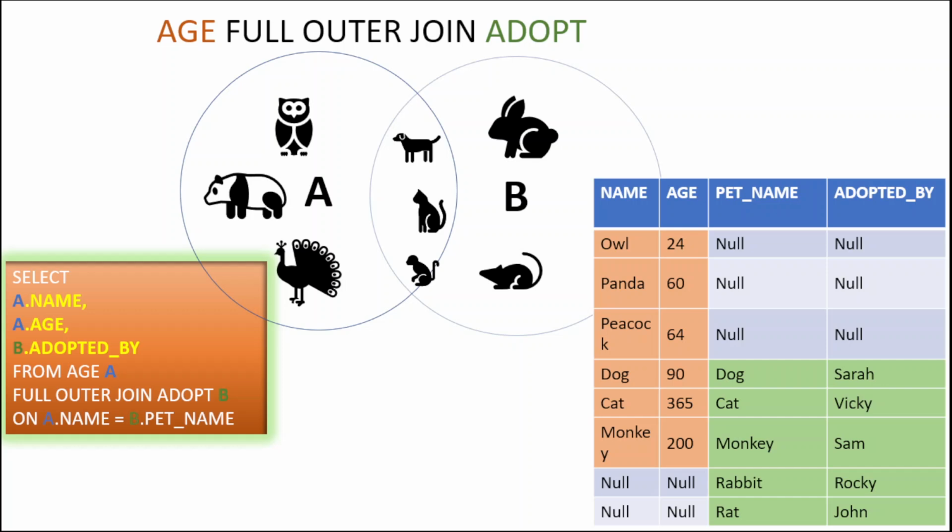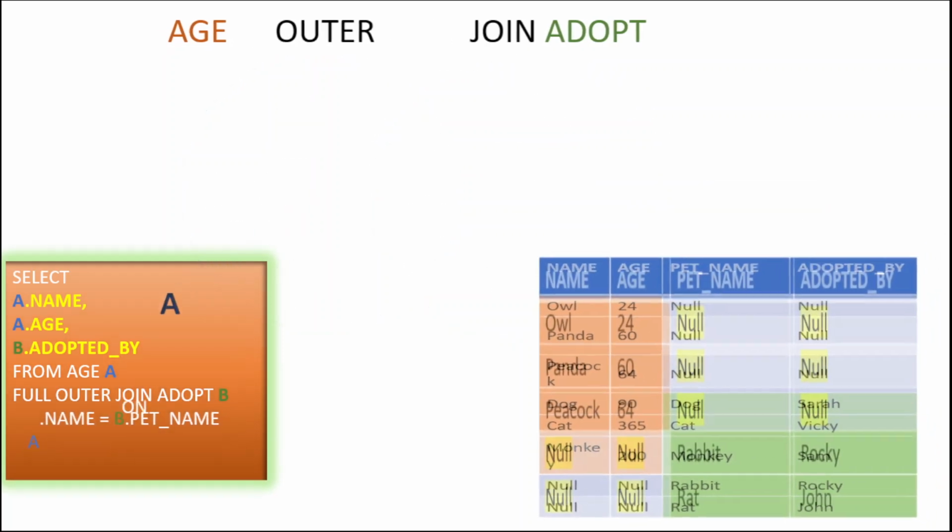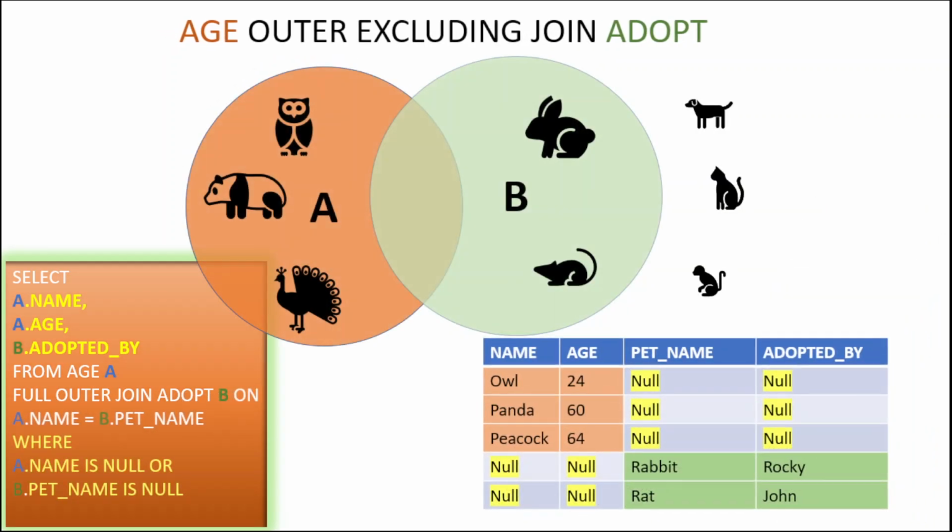Now let's discuss the last type of join. This is called an outer excluding join. And as you can see in the graph here, all the three animals, that is dog, cat and monkey, are not included in this, but all the other animals are included. And this is how you get your results. You get owl, panda and peacock along with their age, rabbit and rat along with their adopted pet names.